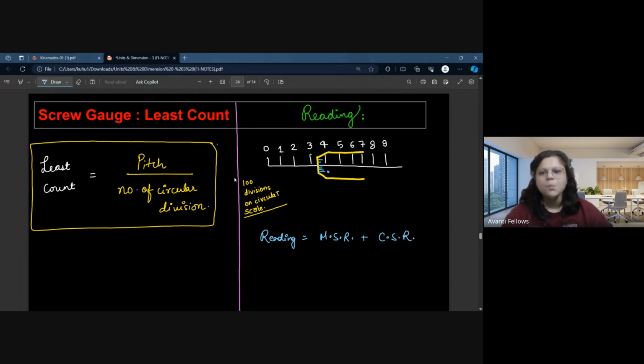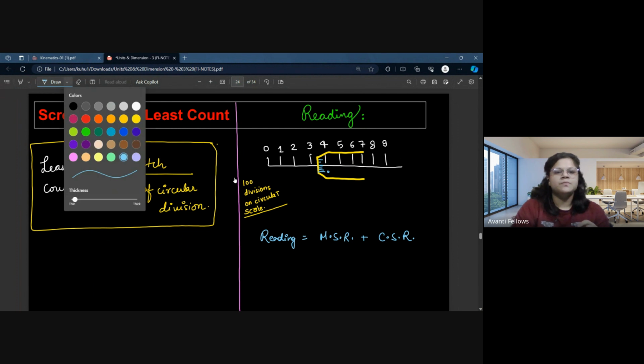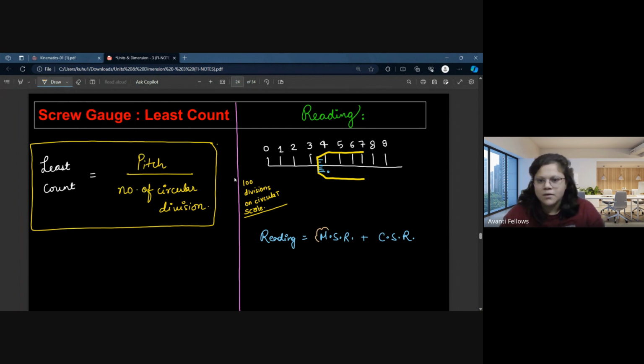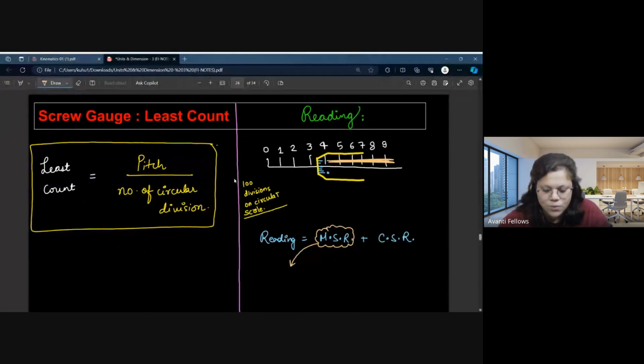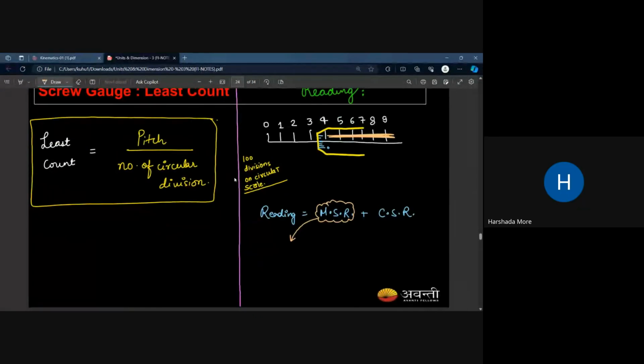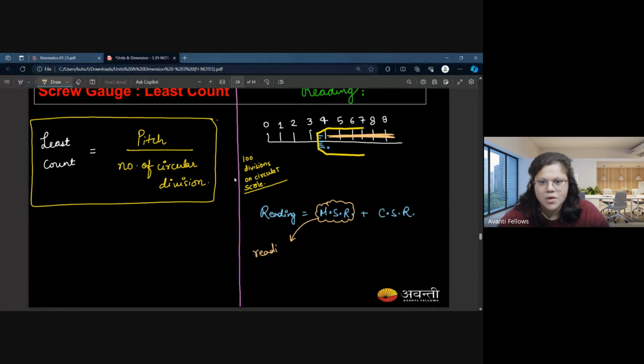Right? So main scale reading is that division which you are observing just beyond this circular scale. See, this much of the main scale is covered. So the latest reading which is visible to you is 3 on the main scale, yes or no? Yes, ma'am. The reading on the main scale just before the circular scale.